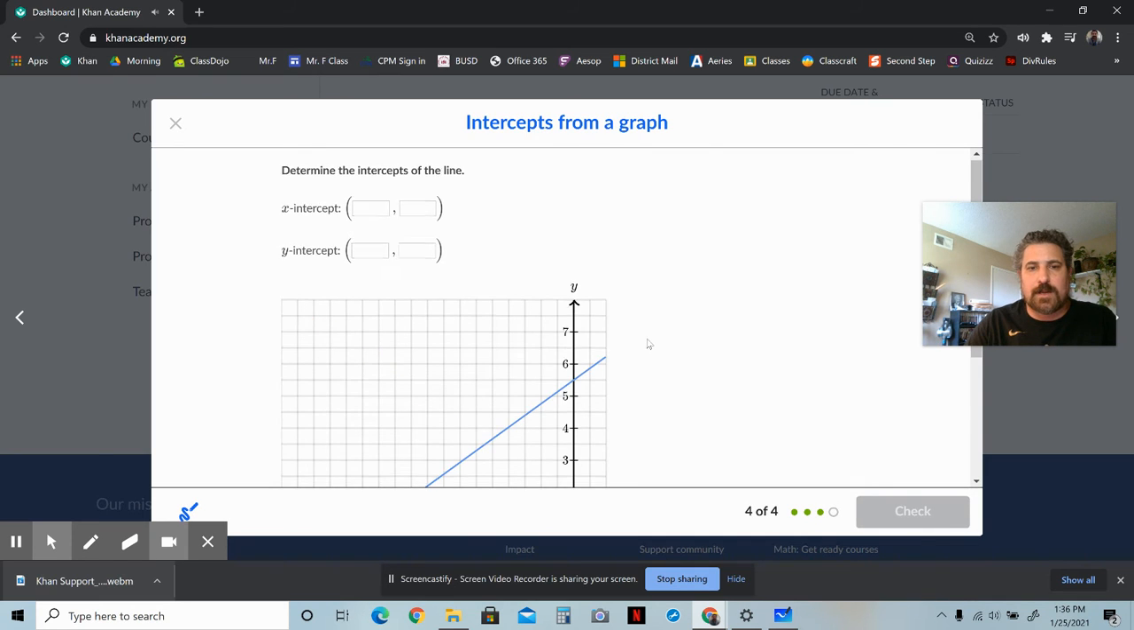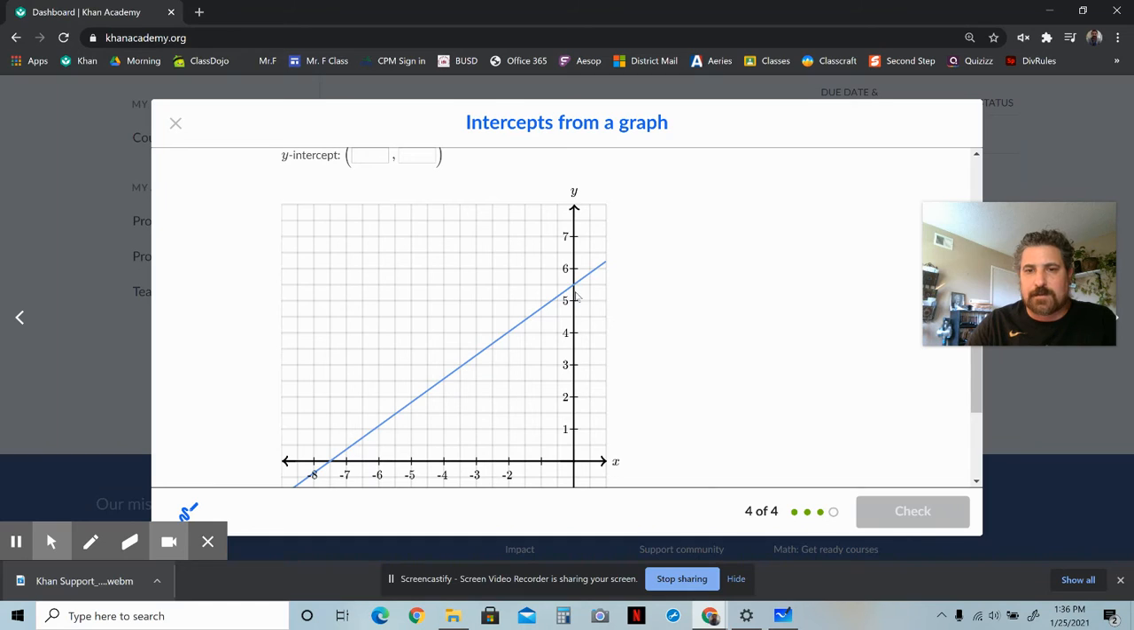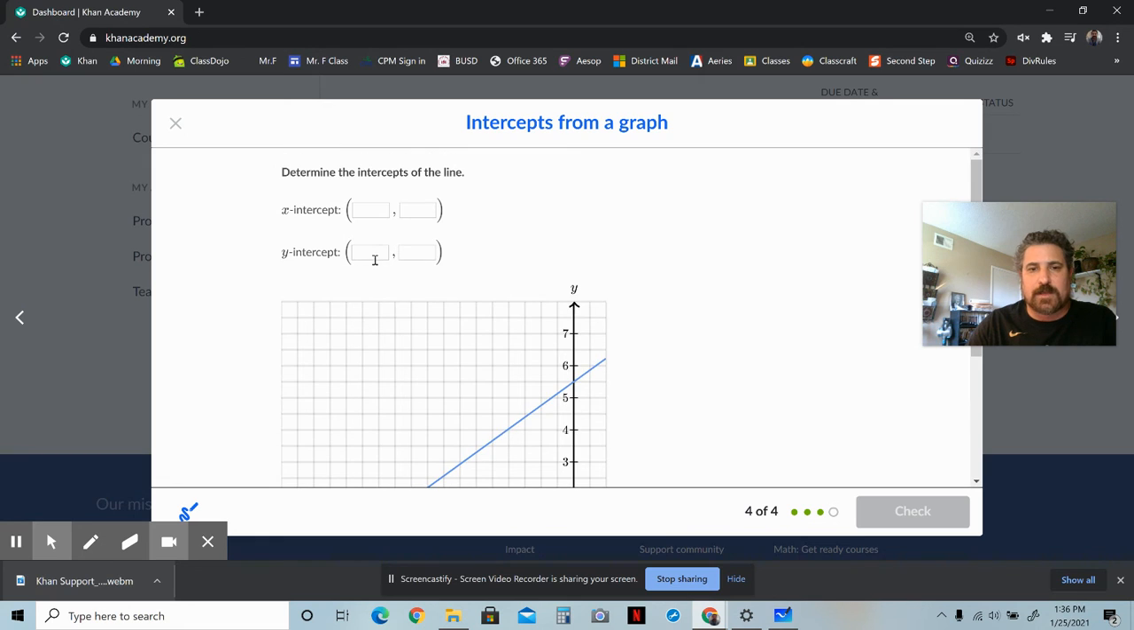And then for the next one here, just real simply, on the y-axis it looks like it's halfway between 5 and 6. So you think about what you're counting by here. You're counting by half: 1/2, 1, 1.5, 2, and so on. So halfway between 5 and 6 is going to be 5.5. That means your y-intercept is the value of 5.5 with an x value of 0.